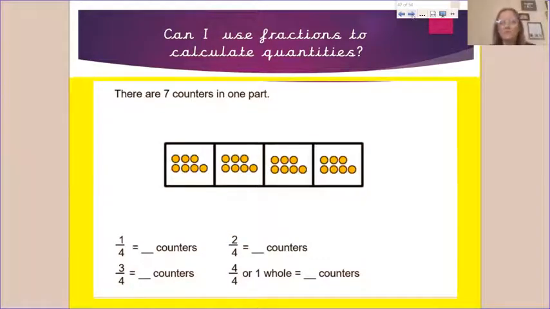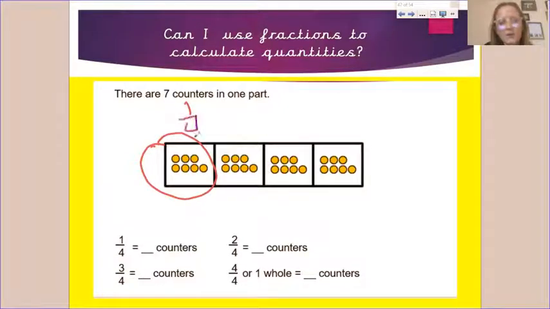Now, if we look at this one, we can see that 7 counters make up one part. So one part of a whole is 7 counters, and it's in quarters. So 1/4 equals 7 counters. So we can put it there, 7. So then 2/4 will be 14, 3/4 will be 21, and then 4/4 or one whole will be 28 counters, because I know what one part of that counter is.